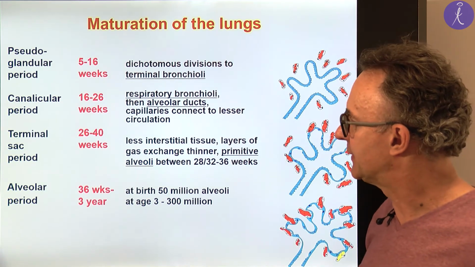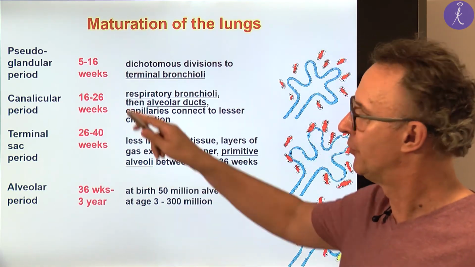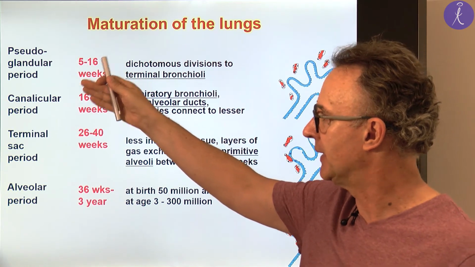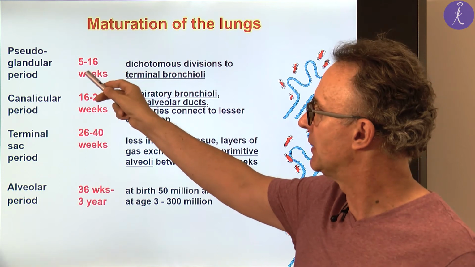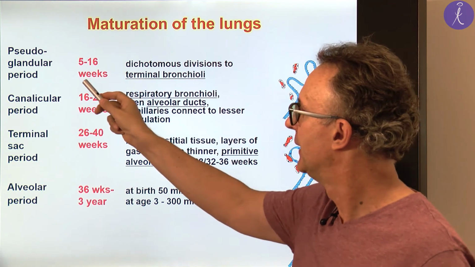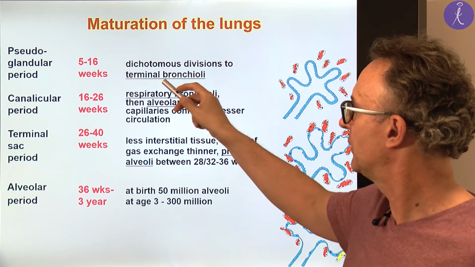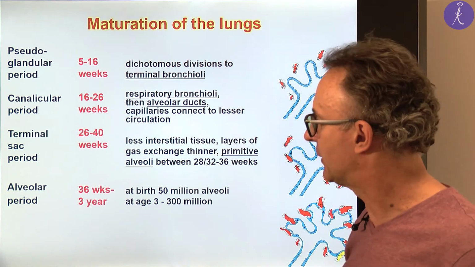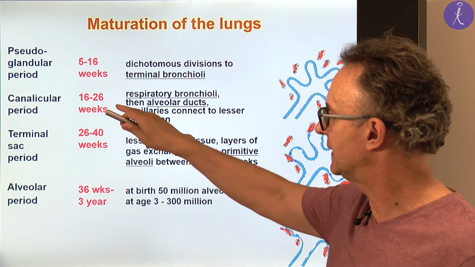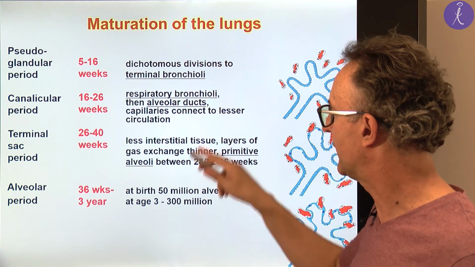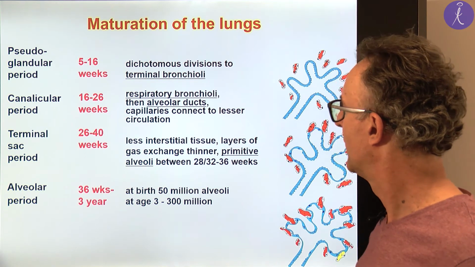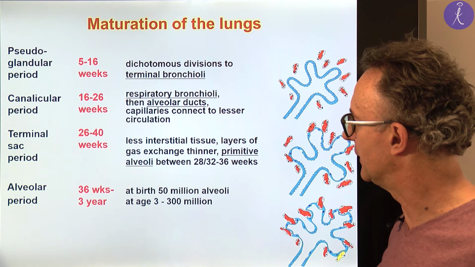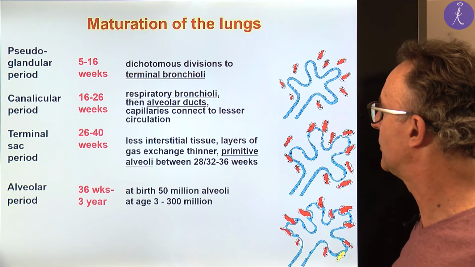These are the phases of the maturation of the lung. First, we have a pseudoglandular period, quite similar to the gland appearance, and it is between the 5th to the 16th week. Dichotomous division until the terminal bronchiolus, then bronchiole. Then we have the canalicular period between the 16th to 26th weeks, when the respiratory bronchioles and the alveolar ducts develop, and we have less connective tissue between the developing vessels and the bronchus tree.